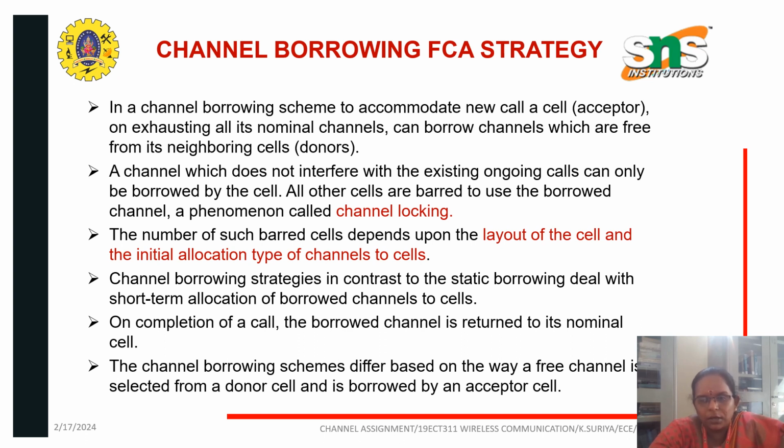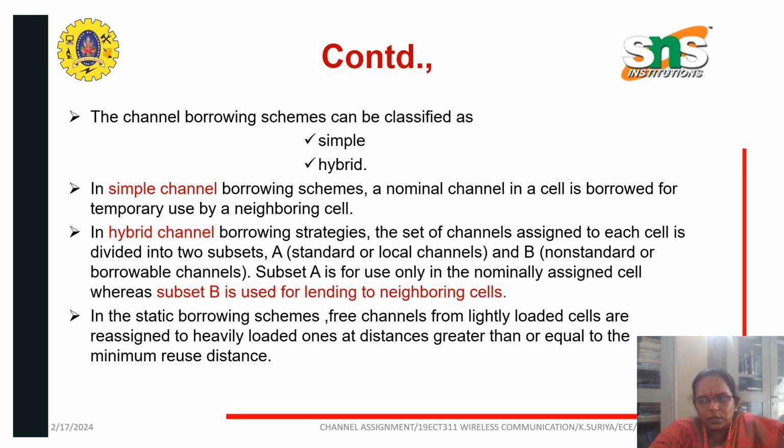So the number of such barred cells depends upon the layout of the cell and the initial allocation type of the channels to cells. On completion of a call, the borrowed channel is returned back to its own cell. So the channel borrowing scheme differs based on the way a free channel is allocated or selected from a donor cell and is borrowed by an acceptor cell.